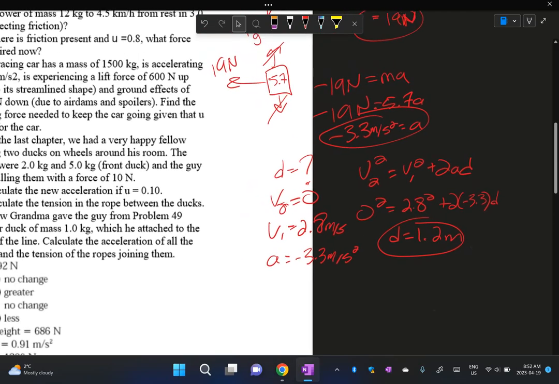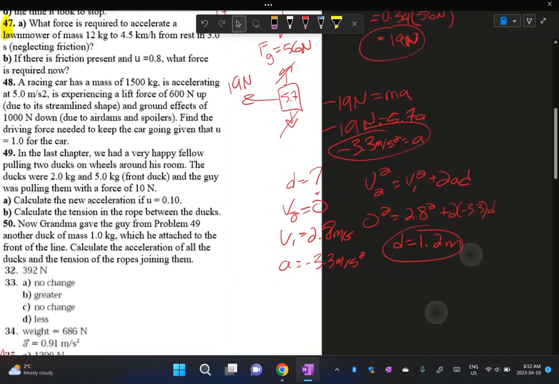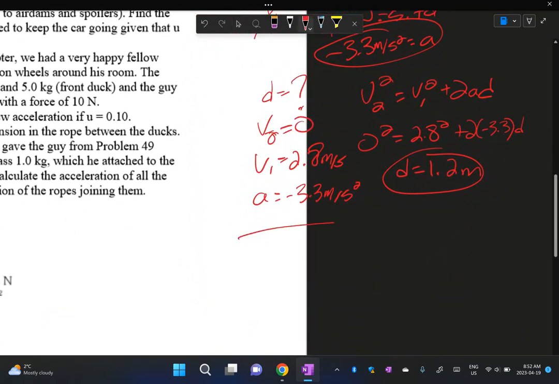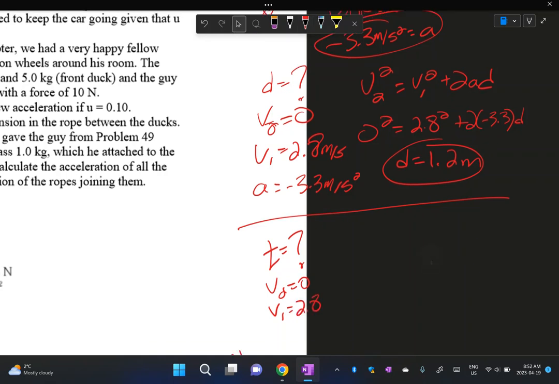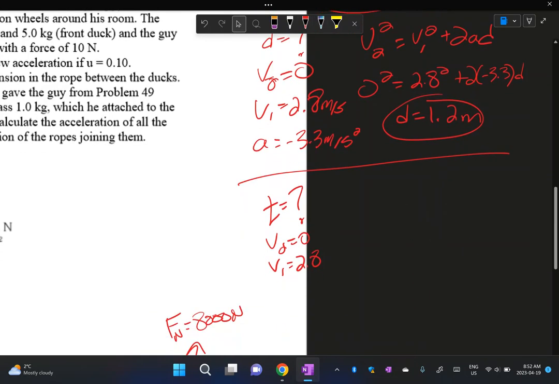And then finally, D wants to know how long it took to stop. So same stuff, and you're just going time equals we don't know, and then same thing, V2 equals 0, V1 equals 2.8. I think it was 2.7 repeat for the V1. And acceleration is equal to negative 3.3 meters per second squared. I wouldn't use that 1.2 because it's a rounded value, so I'd stick to the original stuff.